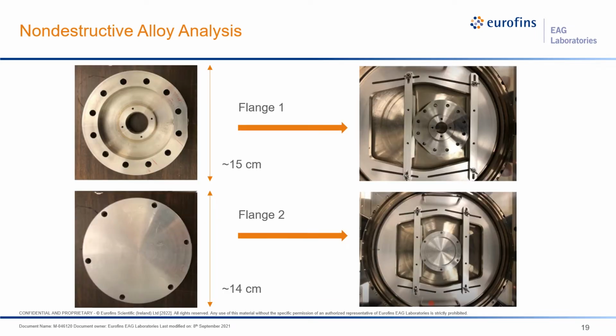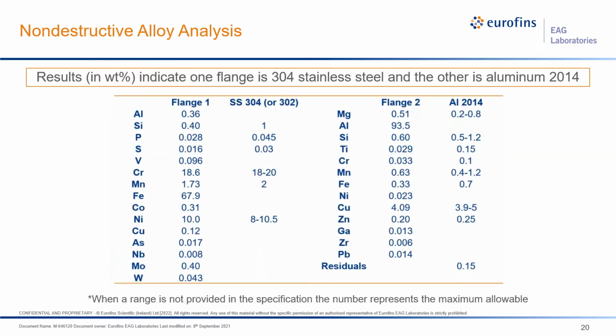Let's now apply FP quantification to identify a couple of unknown alloys. In this case, the samples are large and we would prefer not to destroy them, so we use our large spot instrument with a sample holder designed to accommodate samples of various sizes and shapes. The results indicate that one of the flanges is 304 stainless steel, while the second is 2014 aluminum. The specifications for these 2 alloys are shown for comparison to the measured results.